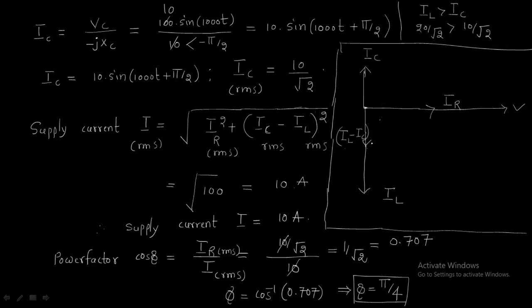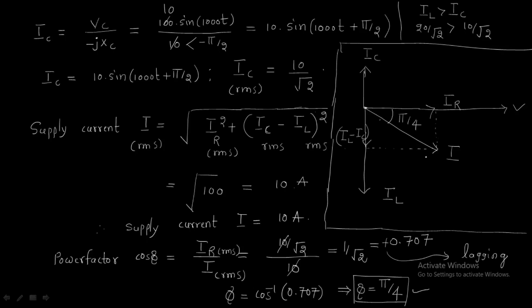Now you draw the combination of IR and IL minus IC. The combination value is the current I. Exactly we get pi by 4 here, the power factor angle, and the power factor is the same thing. We get plus pi by 4 and lagging. The final current is lagging, it is inductive in nature.